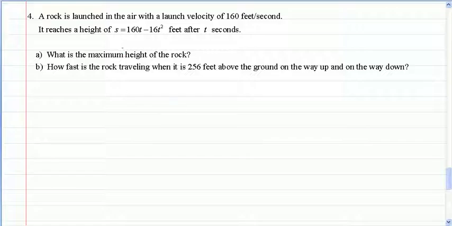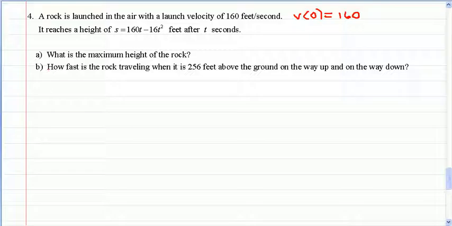For number 4, a rock is launched in the air with the launch velocity of 160 feet per second. The launch velocity of 160 feet per second is the initial velocity. So that means that v of 0 is equal to 160. It reaches a height of s equals 160t minus 16t squared feet after t seconds.